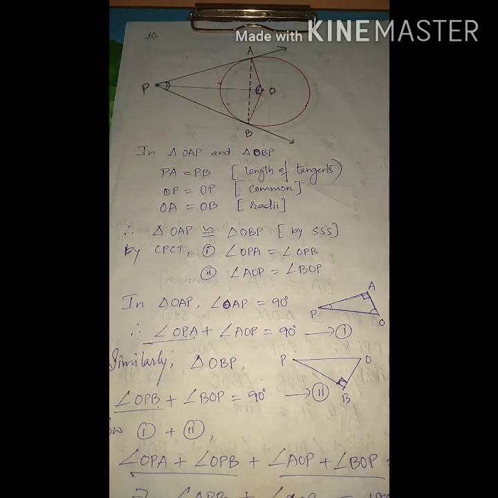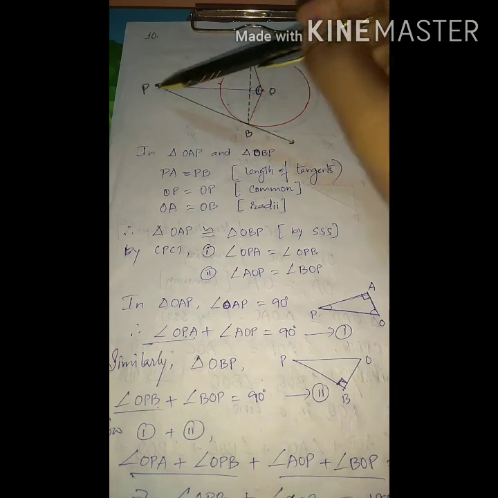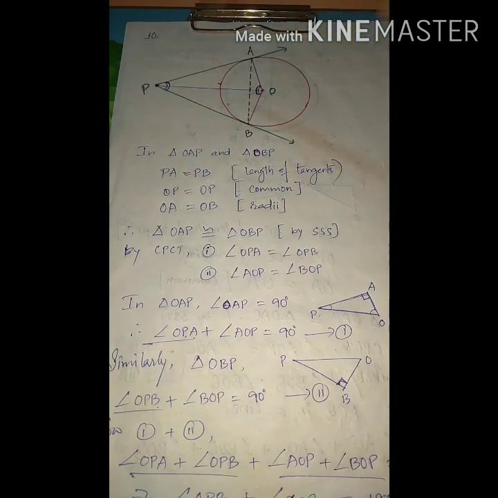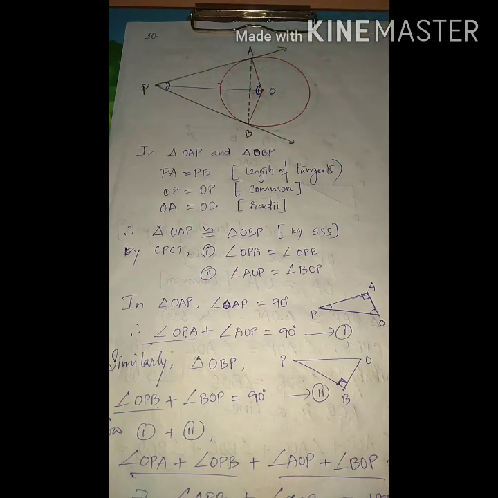So now if these two triangles are congruent, by CPCT their corresponding angles are equal, isn't it? Corresponding angle means which one we have to write? One angle is OPA is equal with OPB. That means these two angles are equal because these two are different triangles. So OPA is equal to OPB. Is it clear? Similarly, another triangle is here we get AOP. That means this angle is equal with BOP. Is it clear? So these two angles are also equal.